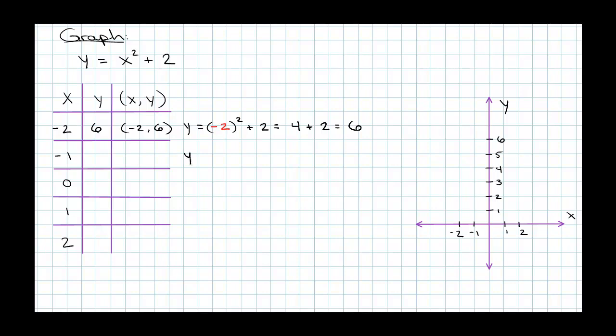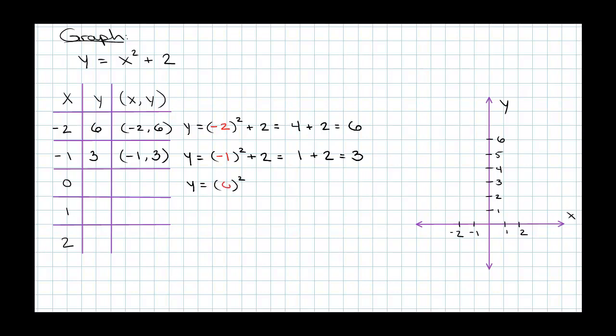Now let's substitute negative 1 for our x value. See what we get. Alright, negative 1 squared is just positive 1. And positive 1 plus 2 is 3. So our next ordered pair is negative 1 comma 3.